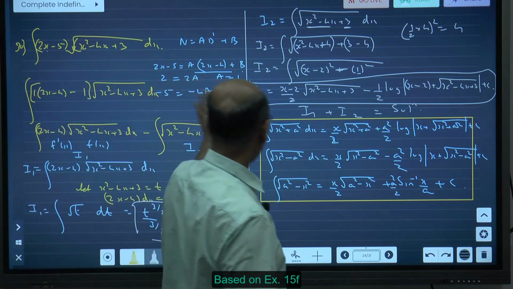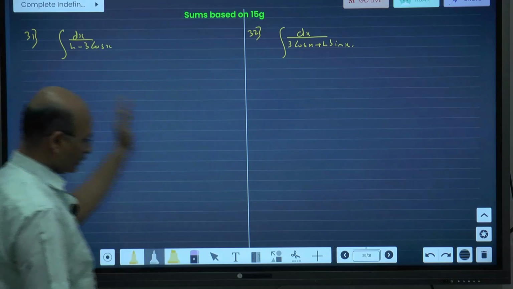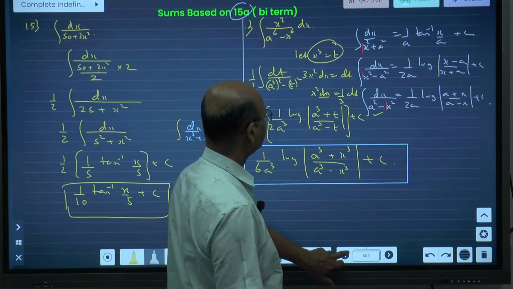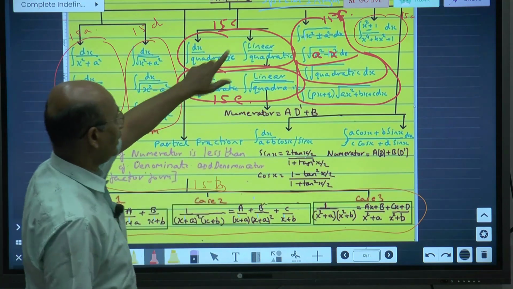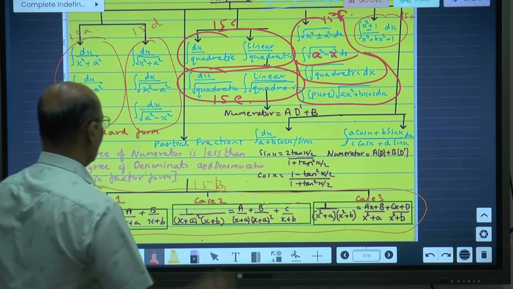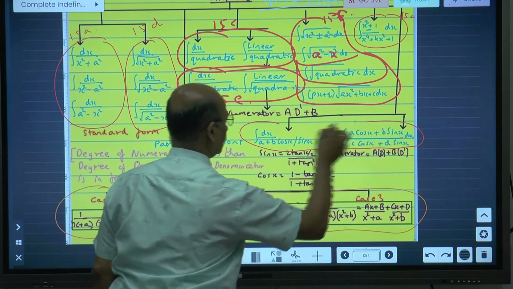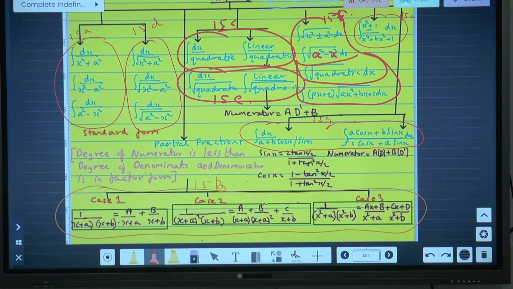So I hope you got this point clear, children. So let us take the next part now. Now sums based on 15G. Now what is this pattern? I'll just share with you with the chart. Now remember, 15F is complete, and this part is 15G. Now 15G is the last part of the integration, the last leg.